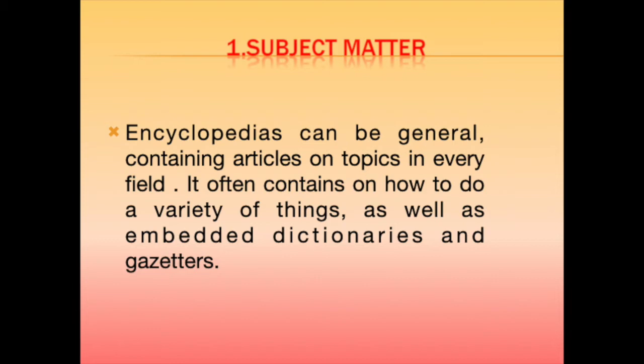Encyclopedias can be general, containing articles on topics in every field. General encyclopedias often contain guides on how to do a variety of things, as well as embedded dictionaries and gazetteers. There are also encyclopedias that cover a wide variety of topics, but from a particular cultural, ethnic, or national perspective.